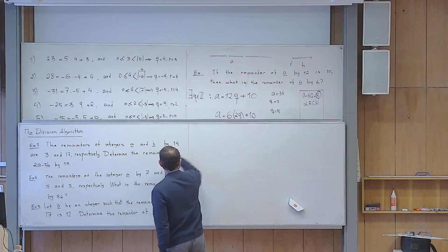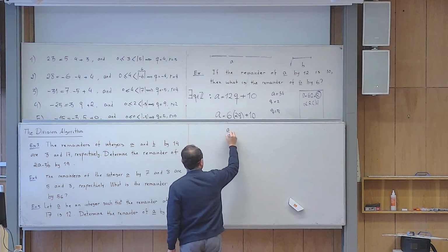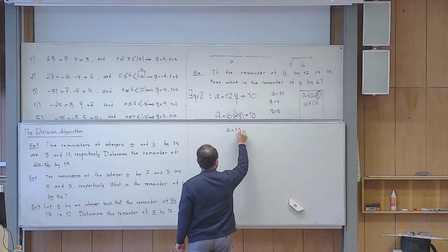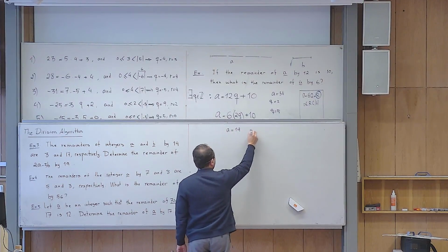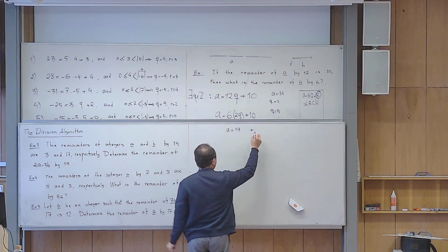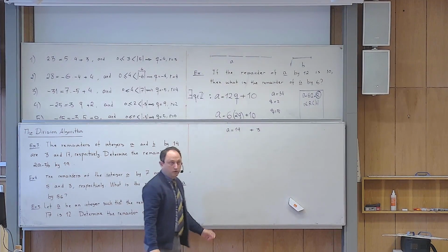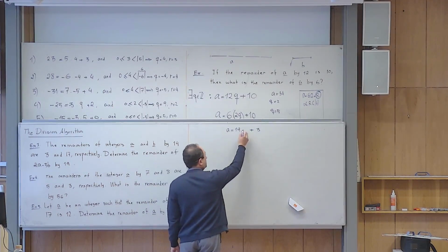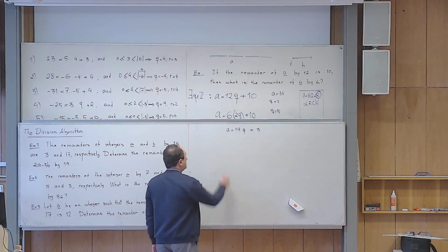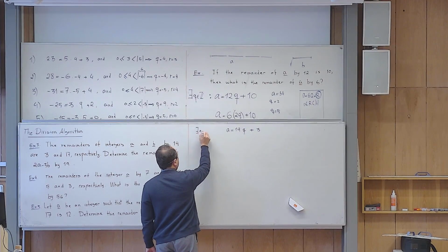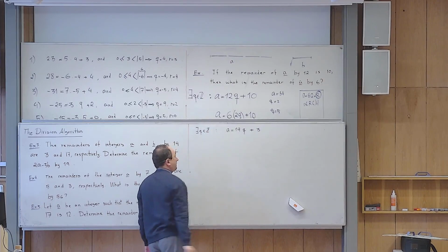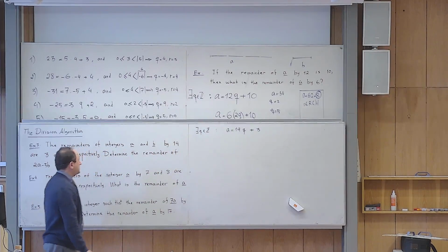So you know that when you divide a by 19, the remainder that you get is given in the problem to be 3. Yes? But you don't know anything about the quotient, so you just write the quotient to be q, and you just write there exists a q in z. Yes? And now translate the second one.